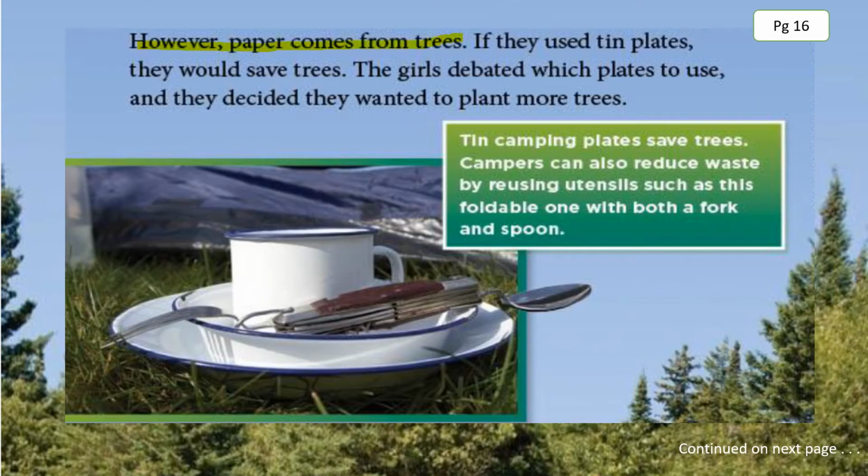However, paper comes from trees. If they used tin plates, they would save trees. The girls debated which plates to use, and they decided they wanted to plant more trees. So tin camping plates save trees. Campers can also reduce waste by reusing utensils such as this foldable one with both a fork and a spoon.